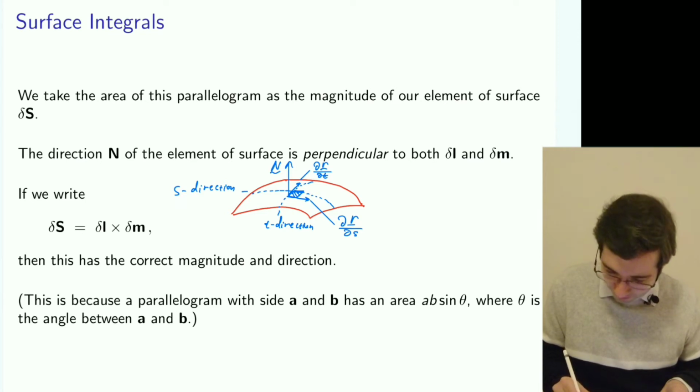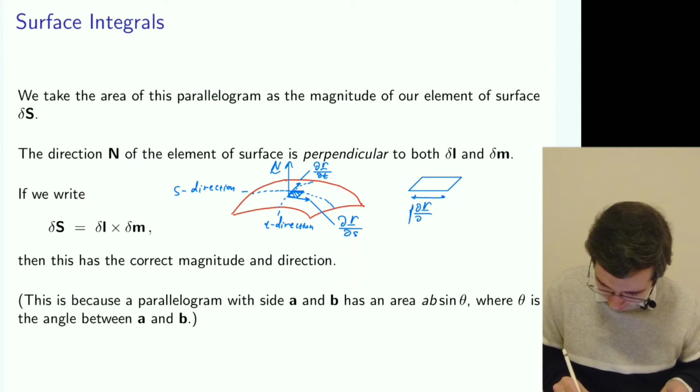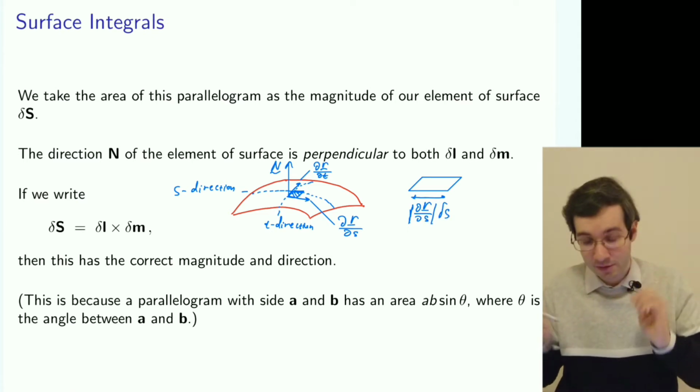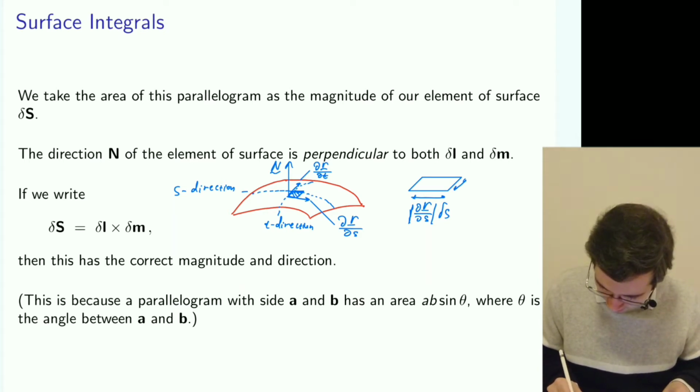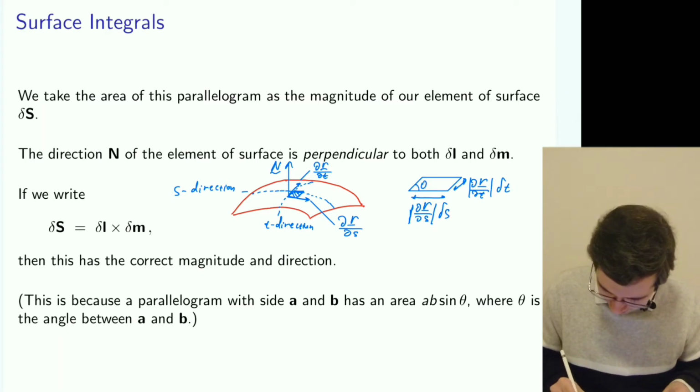And if we look at this parallelogram even closer, then its size here is the magnitude of the first direction times little change in the direction of travel. And likewise, in that direction, we have dr over dt times small change delta t. And we also have an angle theta here. So that is our little element.